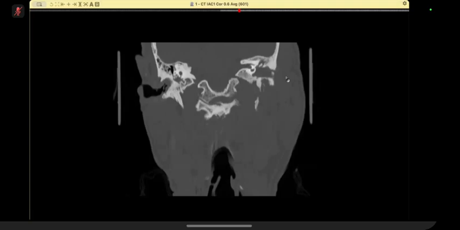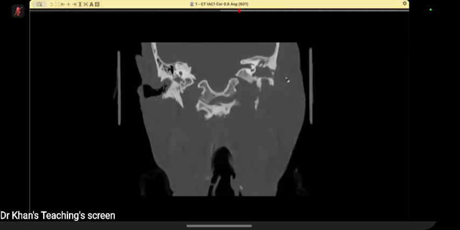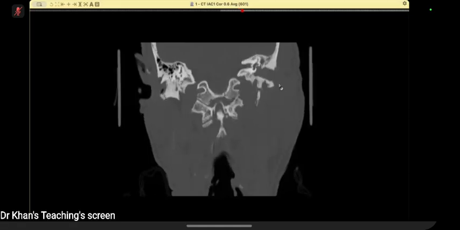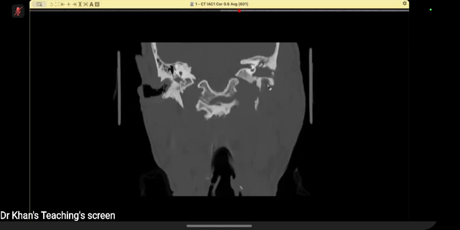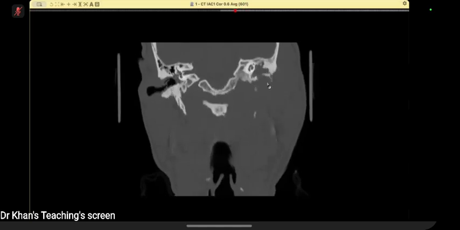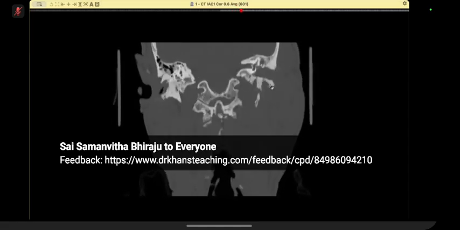So in head and neck, the main thing is what is the epicenter of the lesion. And you can see that this is the external auditory canal, which is gone. And this is also completely opaque. Compare it from this side. But the epicenter is the external auditory canal. So this is what we call malignant otitis externa or whatever.